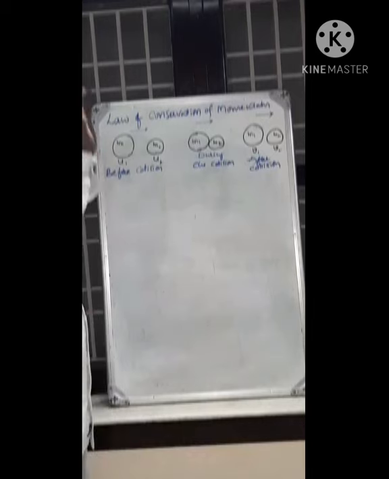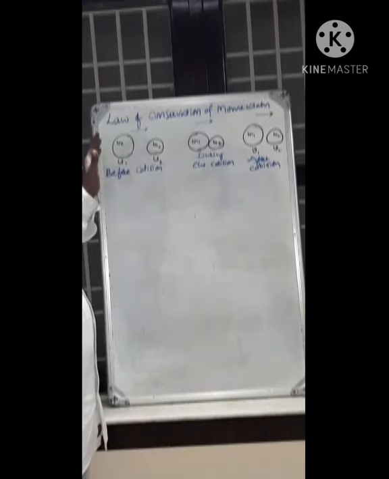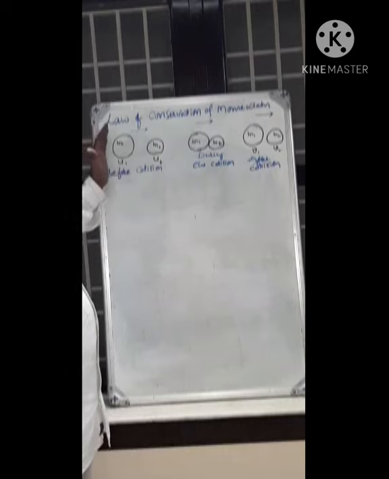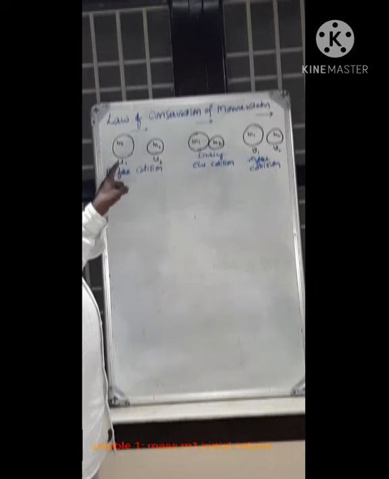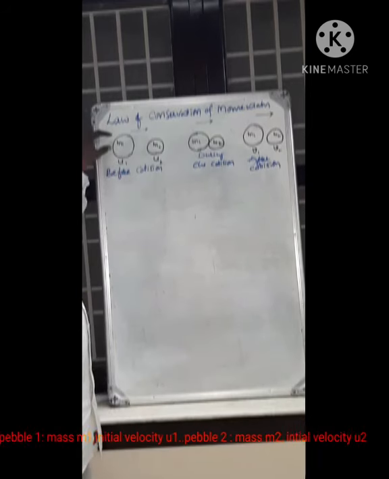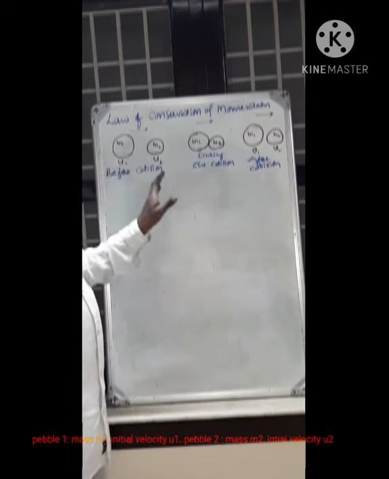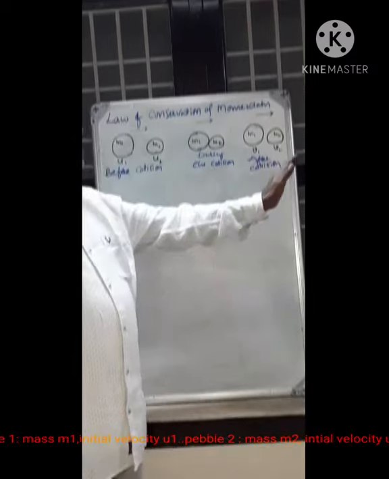Actually, consider the force is applied on these two pebbles. After applying the force, they were in motion. Now let us consider the situation. Here, they were in motion with the initial velocities u1 and u2 respectively. That is, the mass m1 with u1 and the mass m2 with u2 are moving in a rectilinear path like this.